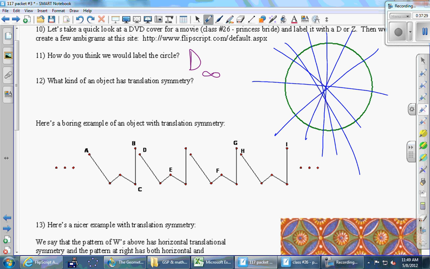D infinity. When I was growing up in the Bronx, that was my tag. You ever see that on a subway car?